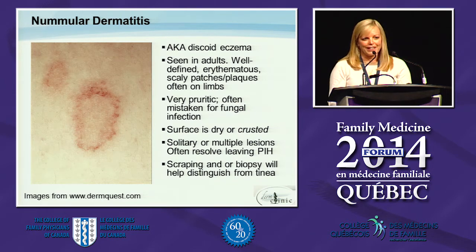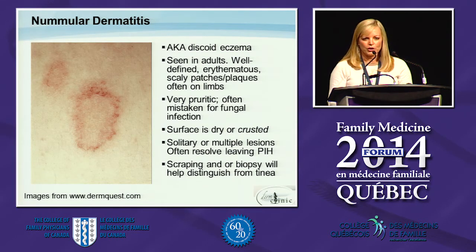So nummular dermatitis, another annular rash. So oftentimes we call this discoid eczema, and this is more often seen in adults than children. It's also very itchy, so you may see excoriations. And rather than just having a fine scale like our tinea did, this is going to be more crusted. So think of it as a more thick crusting scale.